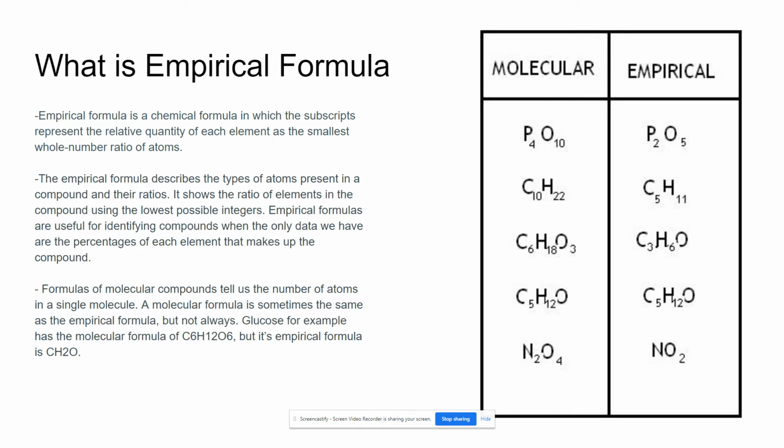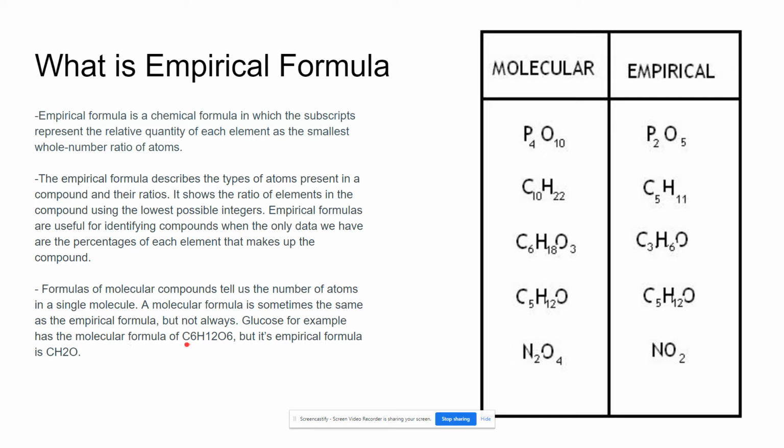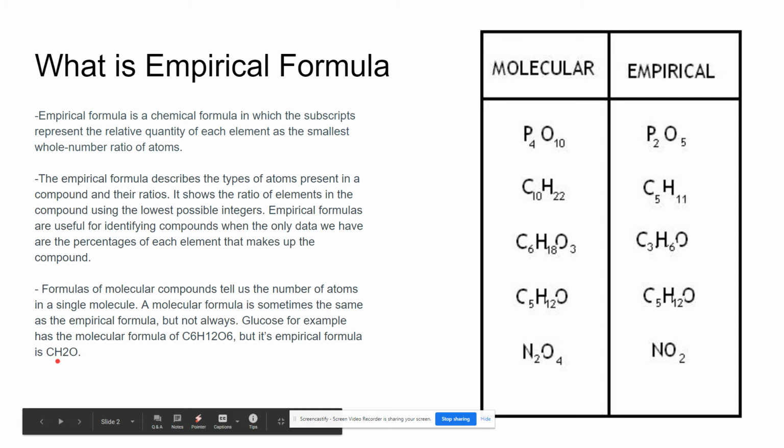Glucose can be used as an example when showing empirical formula, as its molecular formula is C6H12O6, meaning there's 6 carbons, 12 hydrogens, and 6 oxygens. But its empirical formula is only CH2O. So that means 1 carbon, 2 hydrogens, and 1 oxygen.